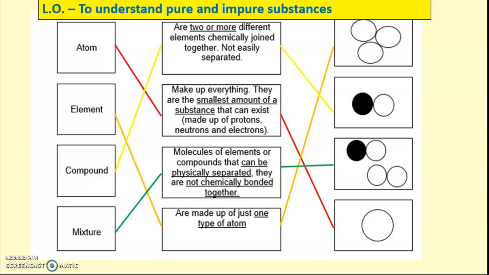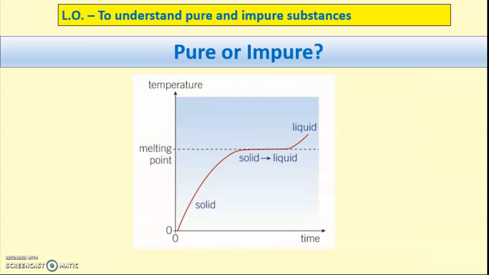Let's have a look at how we identify a pure and an impure substance. And the best way to do it is to either heat it up or cool it down. So if we have a look at this graph here, what we're doing is we're heating up a substance. So it's in the solid form first of all.